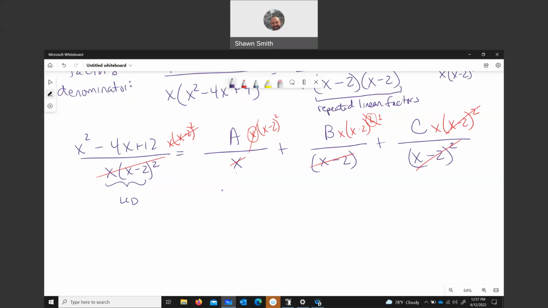So on the left, we're just left with our numerator. Over here will be a times x minus 2 all squared, plus bx times x minus 2 to the first, and the c multiplied to just the x.